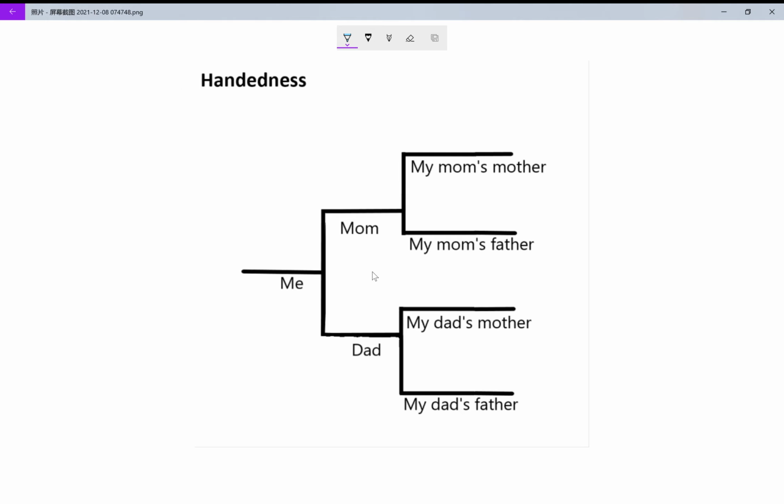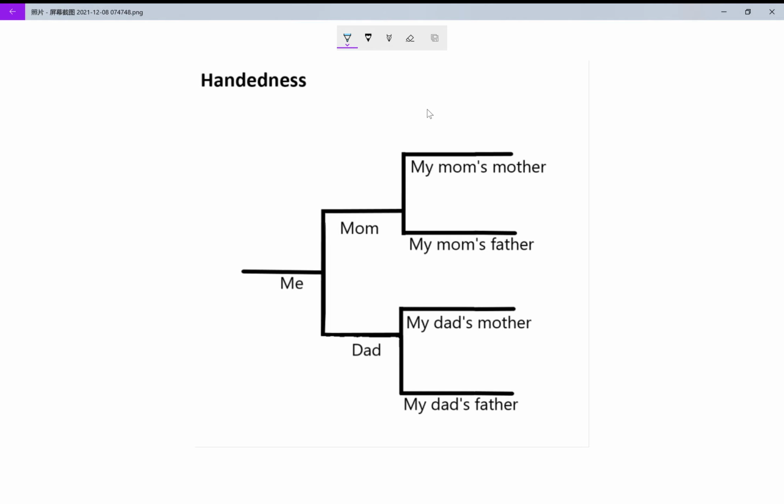I listed 5 traits here, and I recorded the traits over 3 generations. These traits are handedness, rolling tongue, single and double eyelid, earlobes, and dimple. I investigated my grandparents on my mother's side and my father's side, my mom, my dad, and my own traits. Okay, for the first one, handedness.